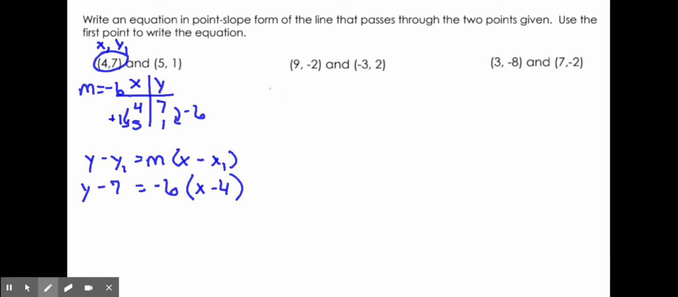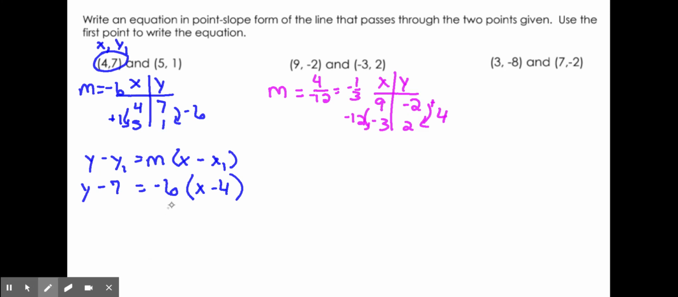So the first thing I want you to do is find the slope of this line. Okay, if I did it correctly, I got that my change in y was 4 and my change in x was -12. So 4 over -12 is -1/3. They want me to use the first point, so I'm going to label it x sub 1, y sub 1. My point slope form is y minus y sub 1 equals the slope times x minus x sub 1.